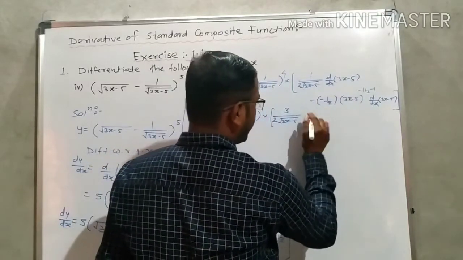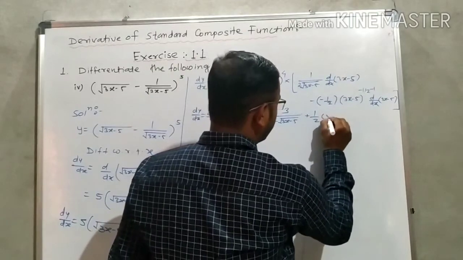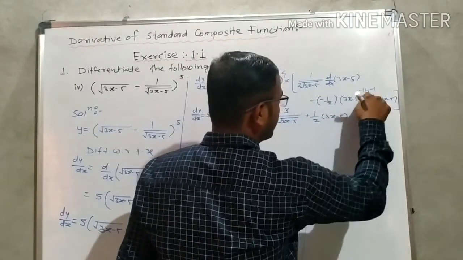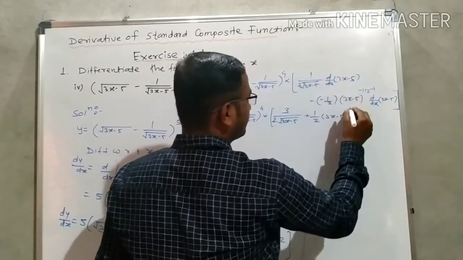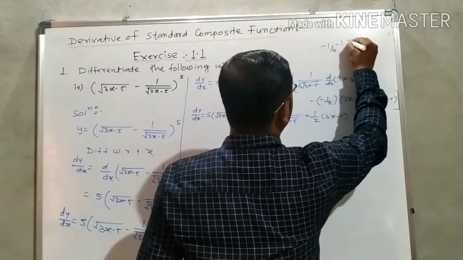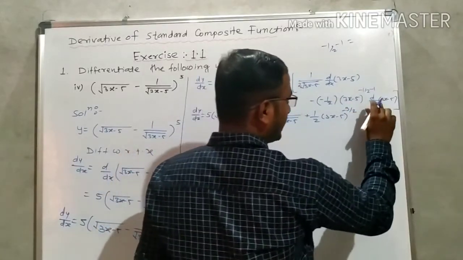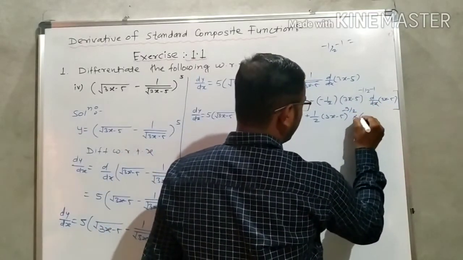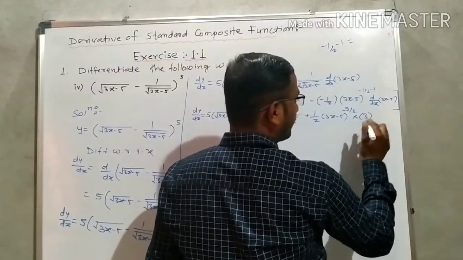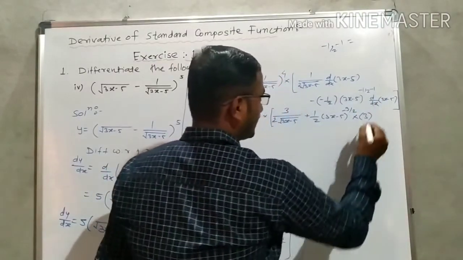Okay, so minus minus plus 1 by 2 into 3x minus 5 to the power minus 1 by 2 minus 1. So minus 1 by 2 minus 1. So it is now minus 3 by 2. Minus 3 by 2 into the derivative of 3x, 3. Derivative of 5, 0. Derivative of 5 is 0. So that is this term.